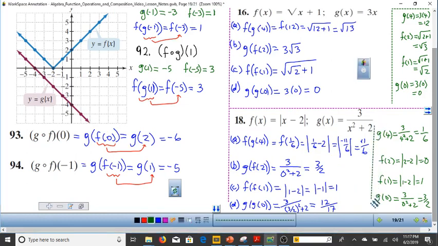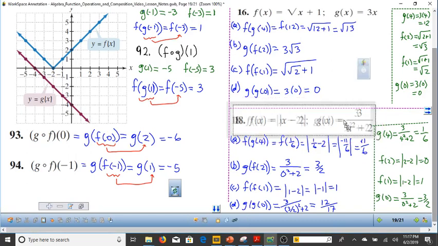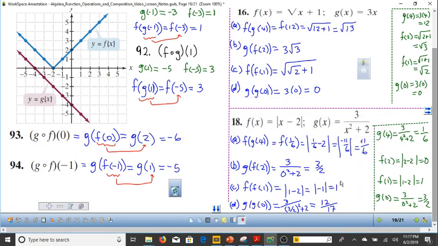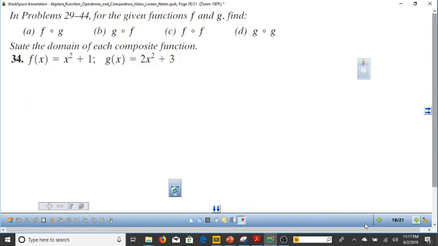Of course, you need to make sure you work systematically through these, because the only way to get good at this is by practice. Lots and lots of practice. Let's push on to the next examples.